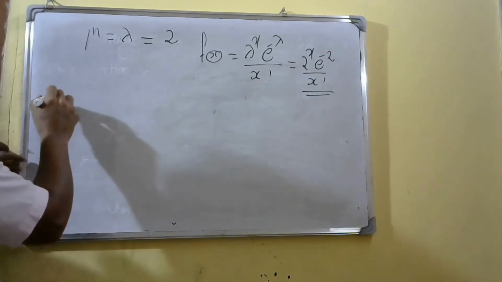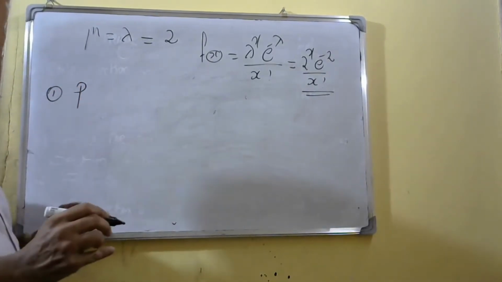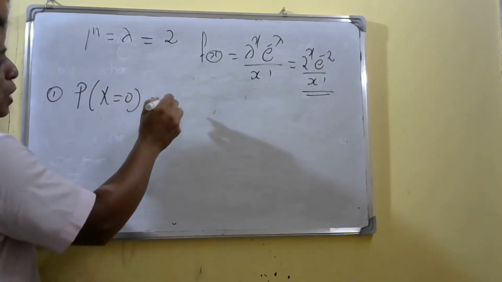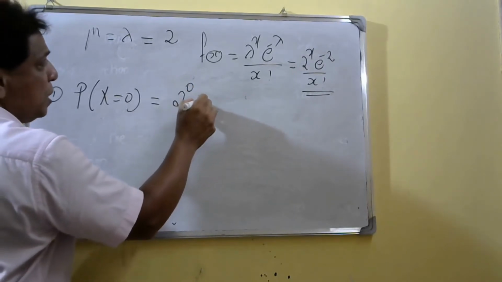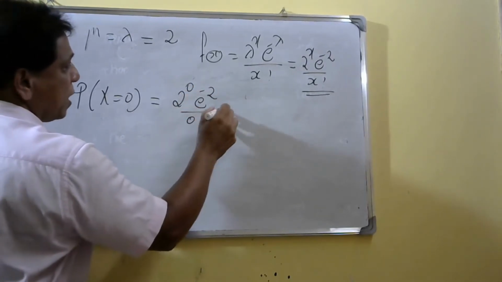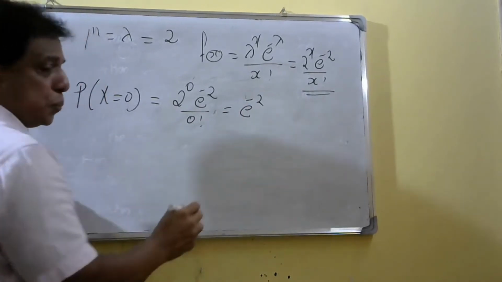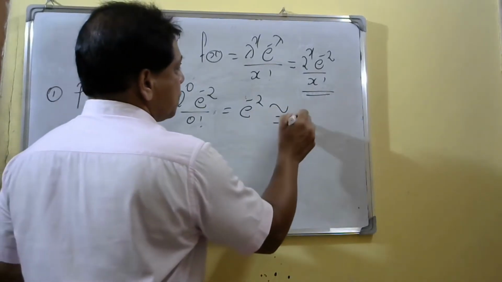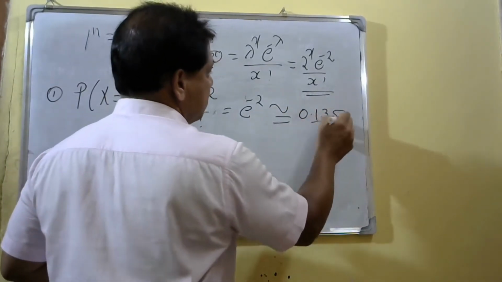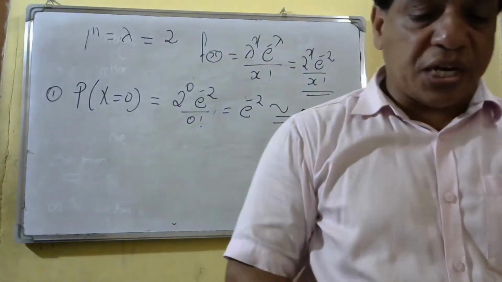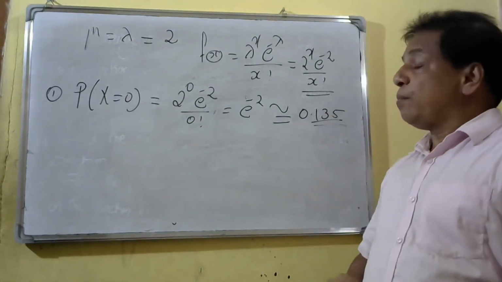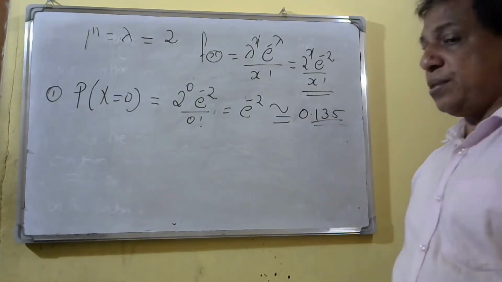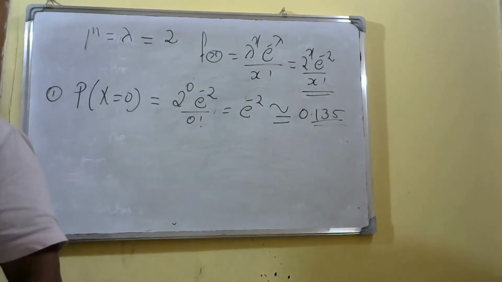Then the first question, probability of no accidents. Therefore, we take x is equal to 0. Therefore, 2 raised to 0 e raised to minus 2 by 0 factorial. That is e raised to minus 2, which is approximately equal to 0.135. Therefore, the answer of the first question is 0.135, the probability of no accidents on the section of highway during a 1 week period. Then we can do the next problem.